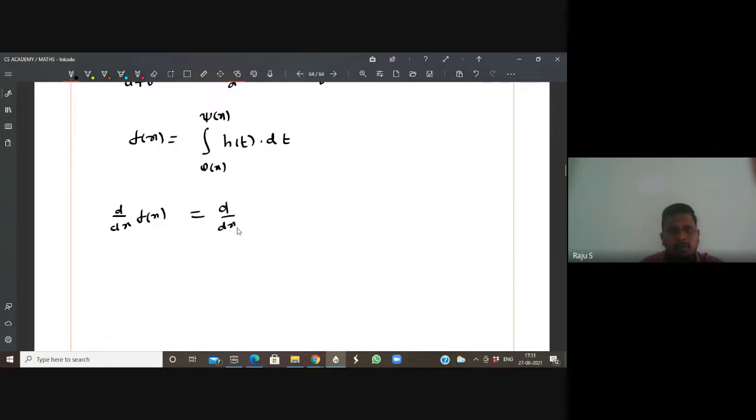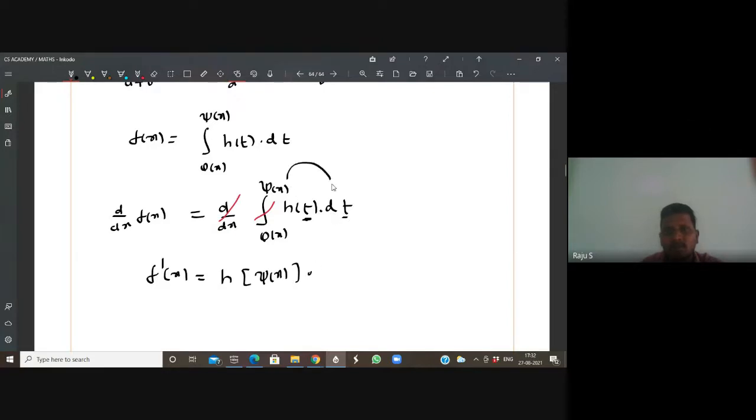Right side also, d by dx of the integral from phi of x to psi of x of h of t dt. See, actually, I told you very clearly, derivative and integral always get cancelled. So the left side is the derivative of f of x, simply I have written f dash of x. On the right side, the limits are in the x variable, but the integrand is in the t variable. Now we have to substitute directly the upper limit in place of t.